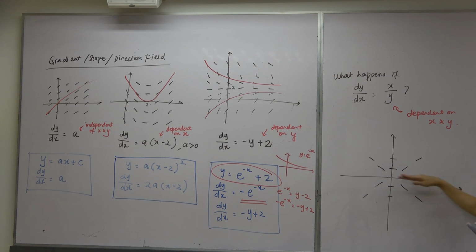I have no slopes on the x-axis, because on the x-axis I have y equals 0, and obviously I cannot have y equal to 0, because the moment I have y equals 0, my dy over dx will be undefined.